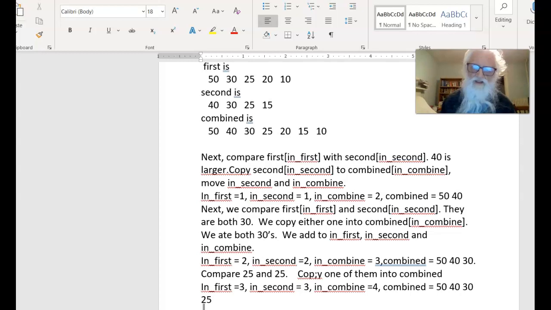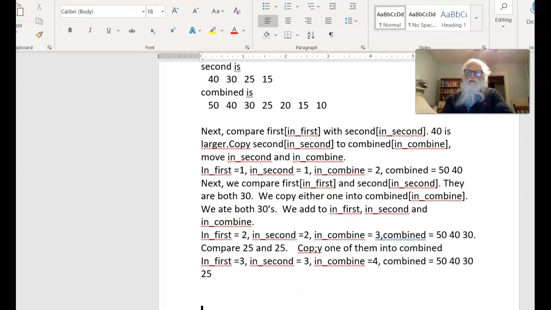Notice something. Think about it. What is in combine? Yes, it's where we are, but does it have another meaning? Here in combine was 2, we had 2 elements. Here in combine was 3, we had 3 elements. Here combine is 4, we have 4 elements. Looks to me like it's also the number of elements.